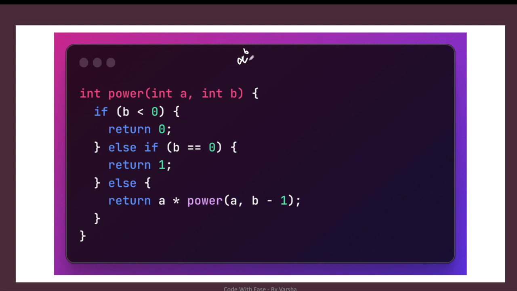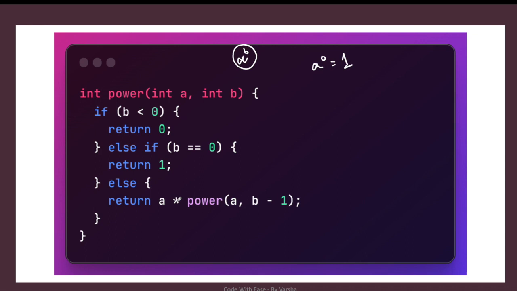Okay, so what's happening? We are trying to determine a to the power of b. It is saying if b is less than 0, return 0. There is no point in having a negative power. If b is equal to 0, return 1. Why? Because anything to the power of 0 is 1.